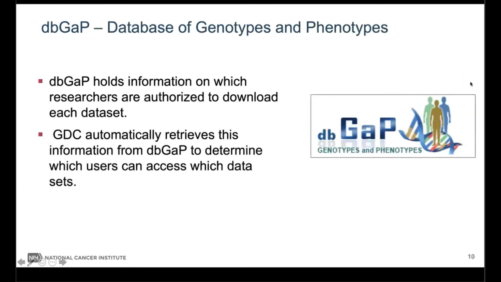So now moving on to DBGAP, we're going to talk a lot about DBGAP, but just to give some basic information about how it relates to GDC, DBGAP holds information on which researchers are authorized to download each dataset. So like I said, DBGAP sends a report to GDC and it says, this person has access to this project, and this project, and not this project. The GDC automatically retrieves this, and this is what you will see when you log into the GDC.